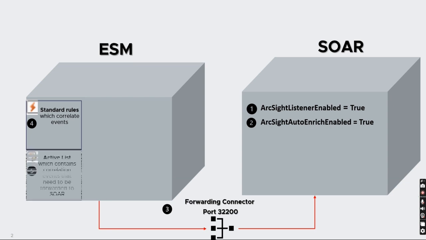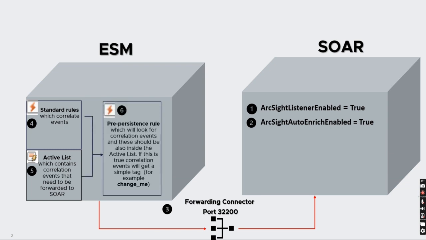Then a forwarding connector is basically installed between ArcSight ESM and SOAR. And then, of course, under ArcSight ESM, you have your standard rules, which are doing the correlation of events. We're going to have as well one active list, which basically contains the correlation events that need to be forwarded to the ArcSight SOAR. This list can be either dynamic or static. It's up to you to decide. And then, of course, a pre-persistent rule, which is going to look constantly for correlation events coming from the standard rules, and these correlation events should also be present under the active list.